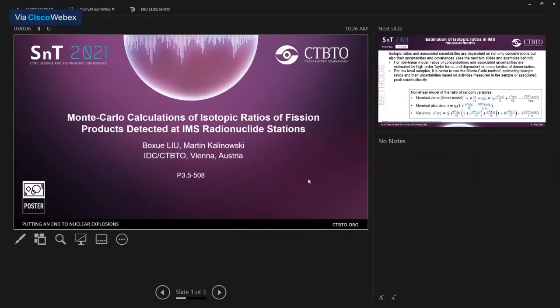So this is the Monte Carlo method regarding the isotope ratio analysis. I prepared this one with my colleague Martin together.